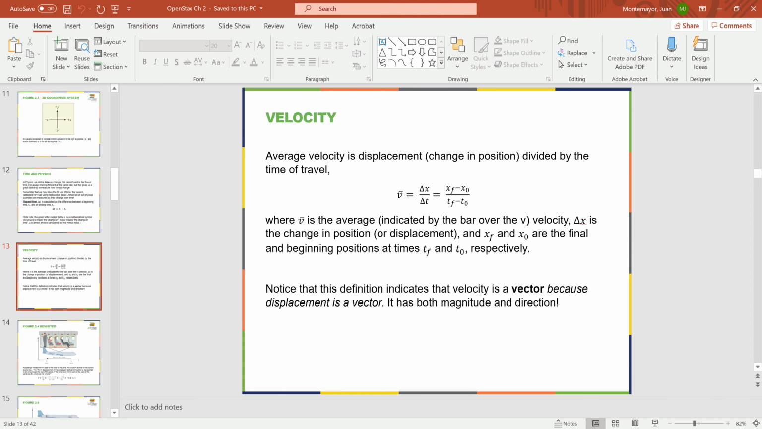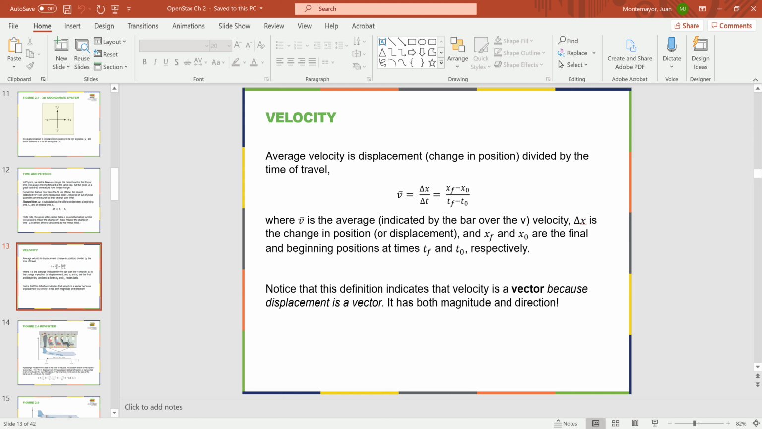So that brings us to velocity. Your average velocity is displacement, which is your change in position, divided by the change in time, time traveled. So here we have v with the line above, which is for average, equals your delta x, change in displacement, change in position, over your delta t.